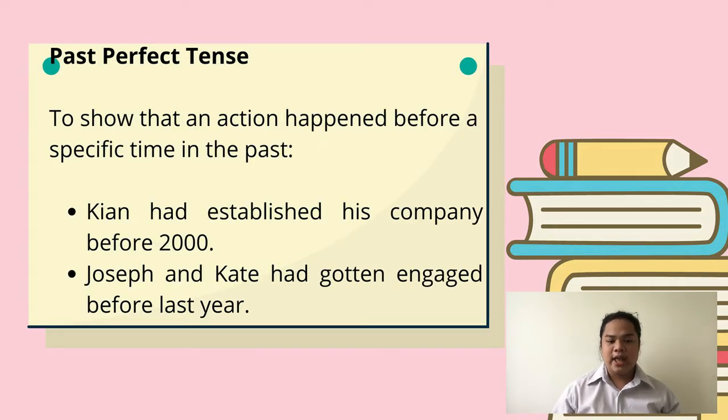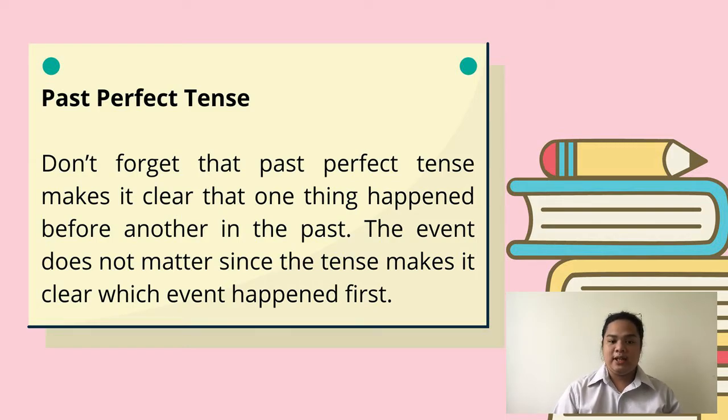So to show that an action happened before a specific time in the past, for example, Ian had established his company before 2000. So here we can see the past perfect tense had established. Next example would be Joseph and Kate had gotten engaged before last year. So you can see the past perfect tense here in example number 2 is had gotten engaged. So don't forget that past perfect tense makes it clear that one thing happened before another in the past. So the order of mention does not matter since the tense makes it clear which event happened first.